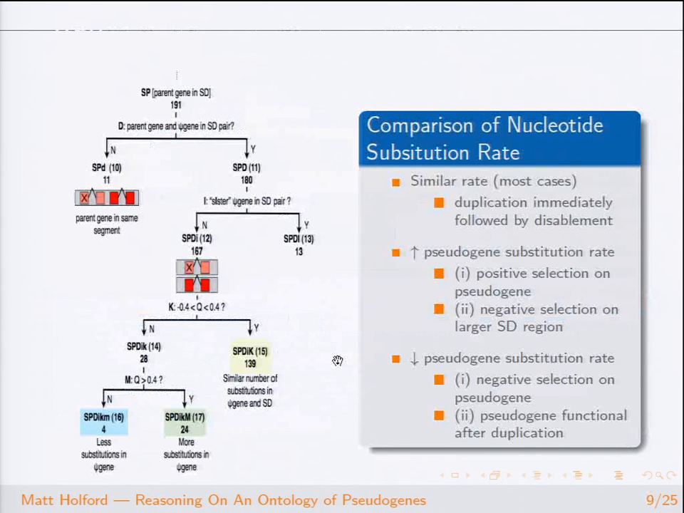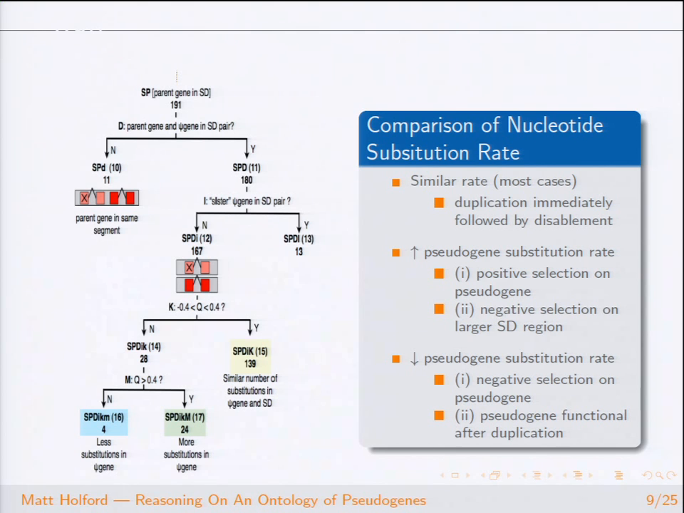We're looking at pseudogenes and parent genes that occur in the segmental duplication pair, and we compare the nucleotide substitutions of the pseudogene in comparison with its parent region. And the comparison we use is the distance score, which is distributed, and we found that high values could be significantly high, and low values significantly low. We found that the substitution rate was similar, and the duplication events immediately followed the disablement, and we see neutral substitution.